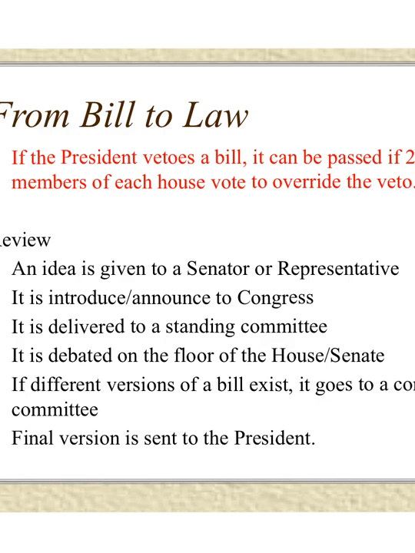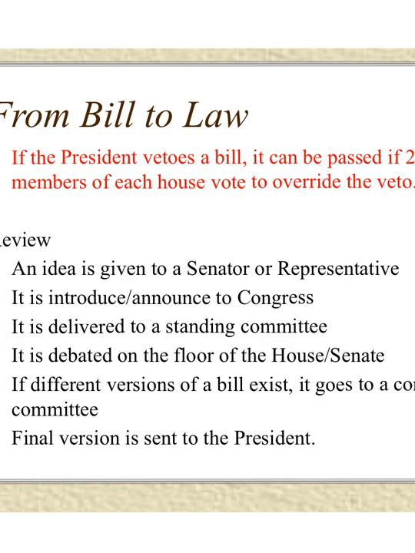Review. This is a shorter, condensed version of how a bill becomes a law. And I wanted you to write this series of steps as opposed to all of the other information on the previous slides. Review. First, an idea is given to a senator or representative. Second, it is introduced or announced to Congress. Third, it is delivered to a standing committee. Fourth, it is debated on the floor of the House or Senate.